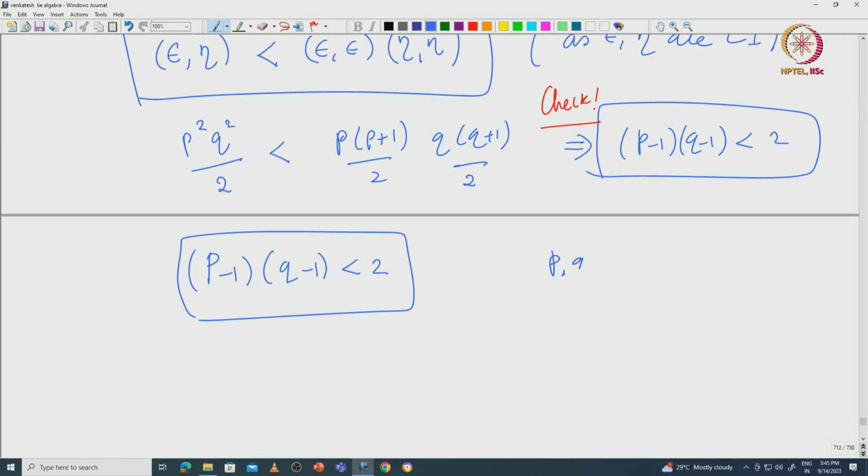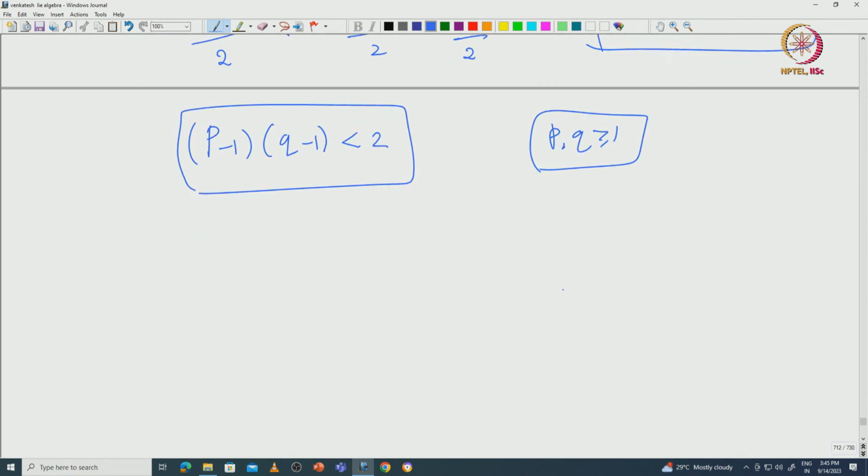So, p and q are non-negative integers, sorry, positive integers. Okay. So, now you can see that (p minus 1) times (q minus 1) is less than 2. For example, p could be 1. If p is 1, this inequality is true. So, q can be arbitrary, and if q is 1, then p will be arbitrary.